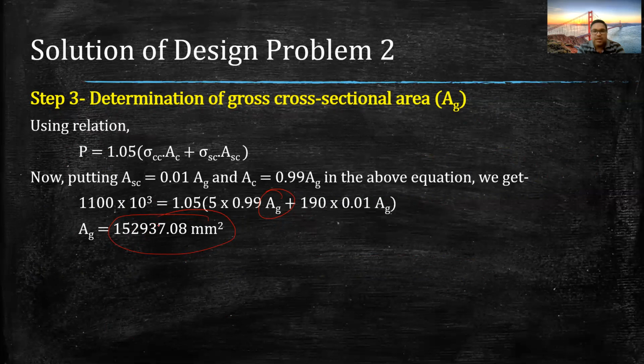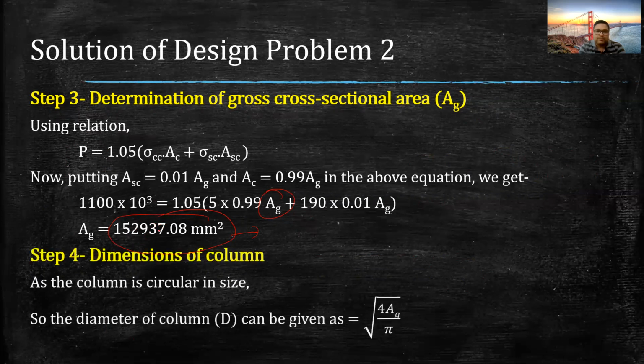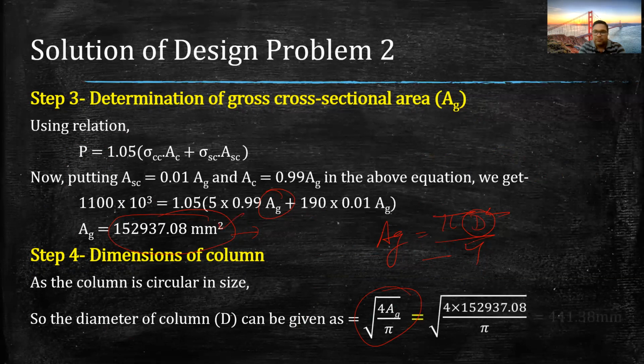Now we have to find out the cross-sectional dimension of the column. And because our column is circular, we need to find out the diameter of the column. So the diameter of the column can be found by this relation. We know that AG will be pi d square by 4, because it is a circular column. So here we can find out d by rearranging this term to this one.